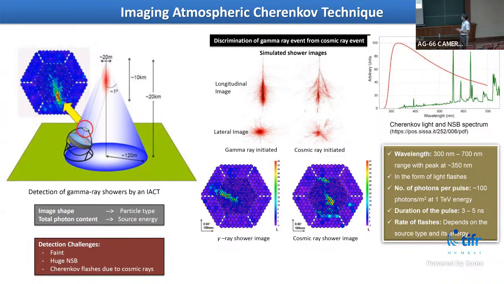imaging atmospheric Cherenkov technique is the most developed and widely accepted technique for the ground-based detection of very high energy gamma rays. In the imaging atmospheric Cherenkov technique, a large telescope is used for taking the longitudinal profile of the shower generated in the atmosphere.